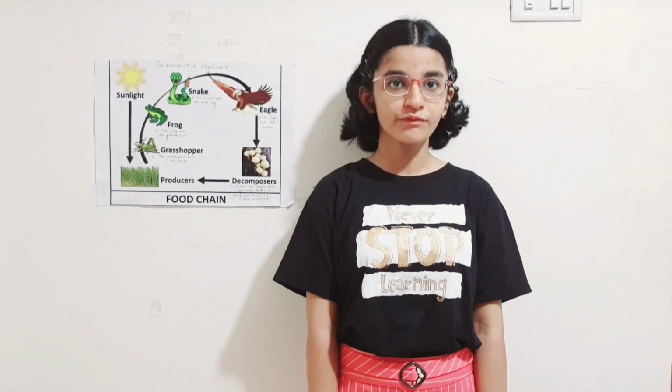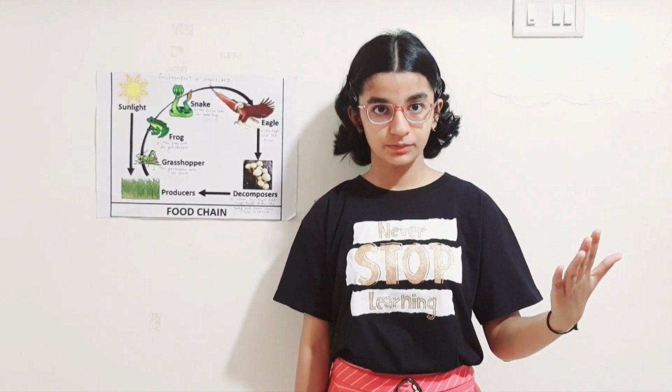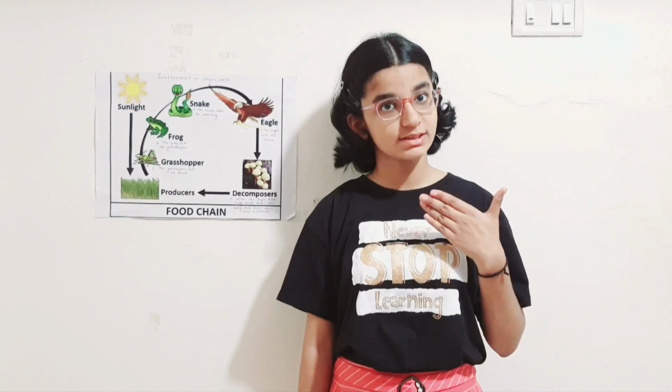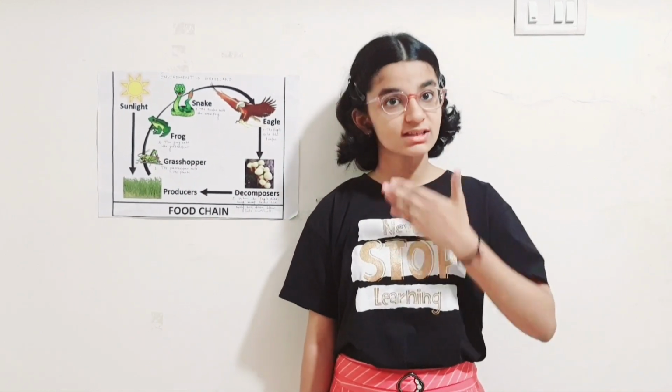So let's start. Green plants make their own food, therefore they are known as food producers. The food they make for themselves provides food to all living organisms. Leaves prepare food for the plants in the presence of sunlight, air, chlorophyll, water and minerals, by the process of photosynthesis. During this process, oxygen is given out, which is used by all living beings for respiration.